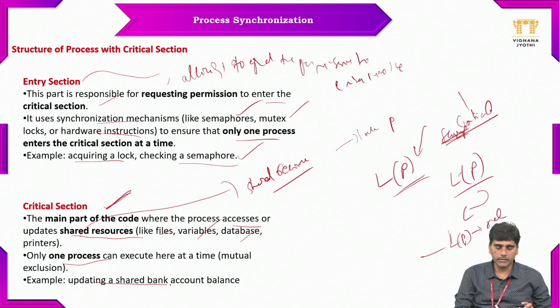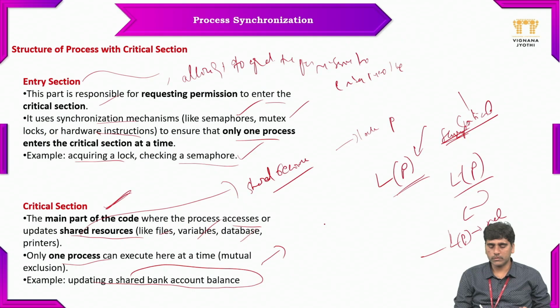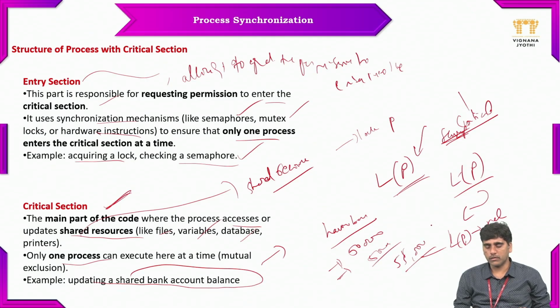For example, updating a shared bank account balance. In a real-time example, suppose somebody has a bank balance of 50,000, and if somebody credits 5,000, then the amount will be 55,000. If the person who owns that bank account draws 10,000, then the remaining amount will be 45,000. At this time, all these three operations, credit operation, balance display operation, and debit operation, will not be shown at a time.